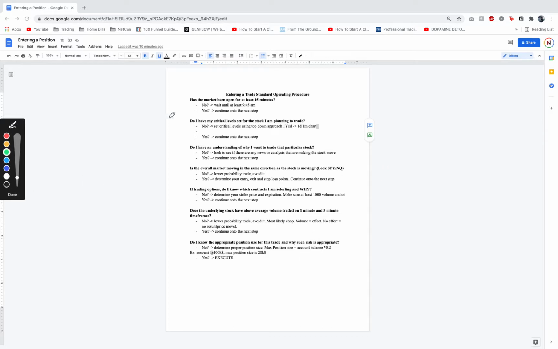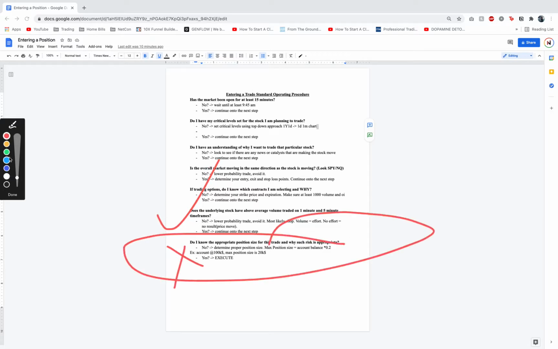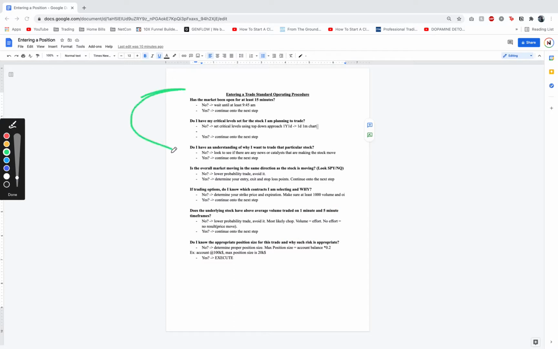Let's say that I have all these boxes checked. I have news. I'm trading after 9:45. Elon tweeted. Markets are pushing. I know what contracts I'm selecting. There's volume. But guess what? If I size up incorrectly, and this last step is avoided, no matter that these first steps are ticking the boxes, this one didn't, so this is not a high probability trade.